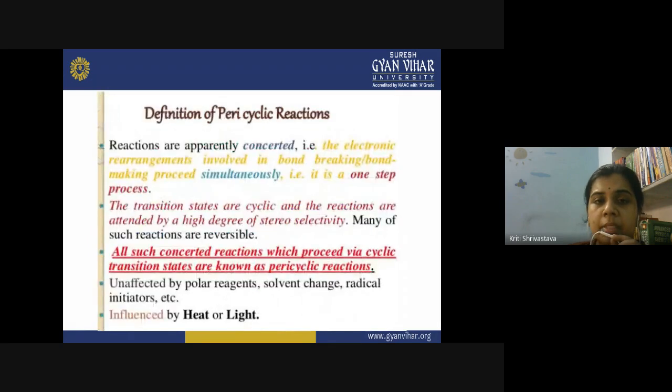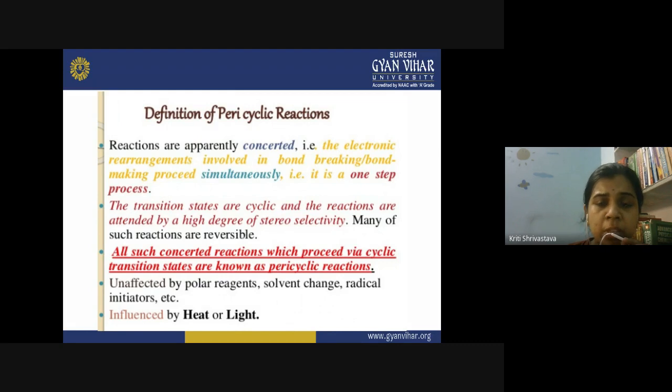So how does it happen? What are pericyclic reactions? We can define them as concerted reactions which proceed via a cyclic transition state. They are concerted reactions, occurring in a single step, and they proceed via a cyclic transition state. So they do not involve formation of any intermediate.